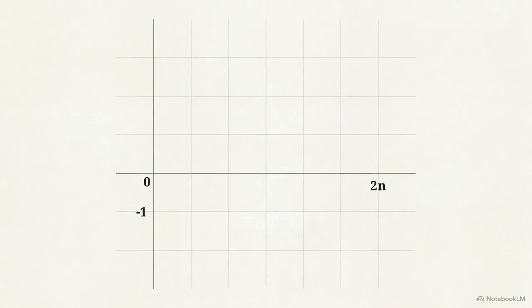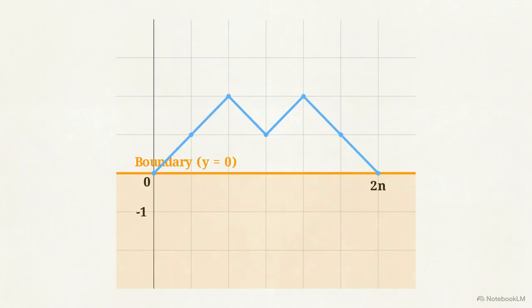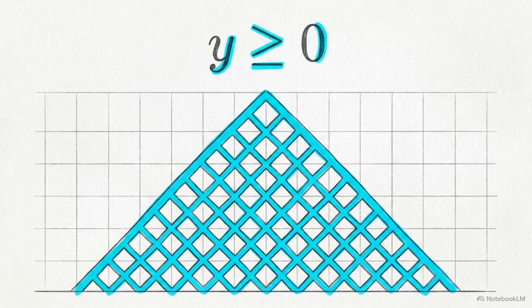Mathematically, we've just added a boundary. We are now only interested in paths that never cross below that 0 line. Any sequence that dips into the negative numbers is now bad. By filtering those out, we are left with a much smaller, more specific set of safe paths. These are known as Dyck paths.